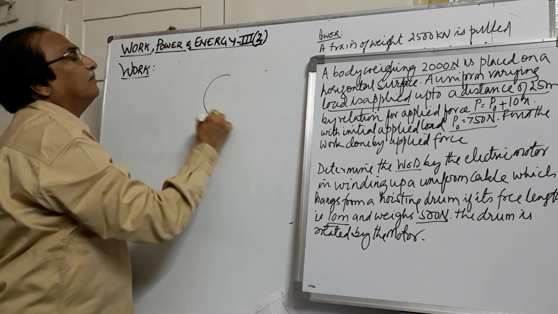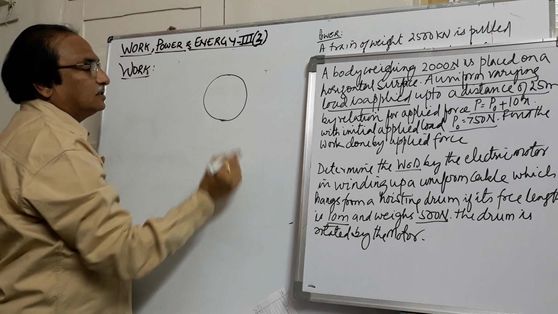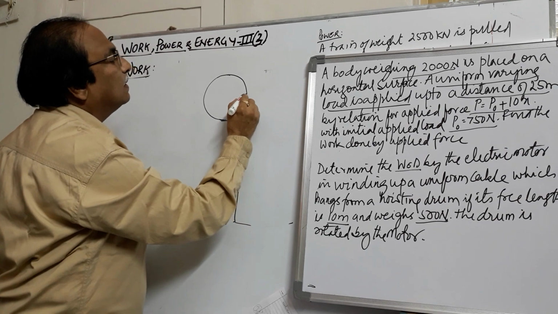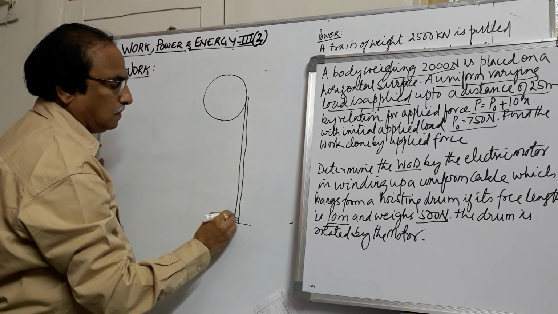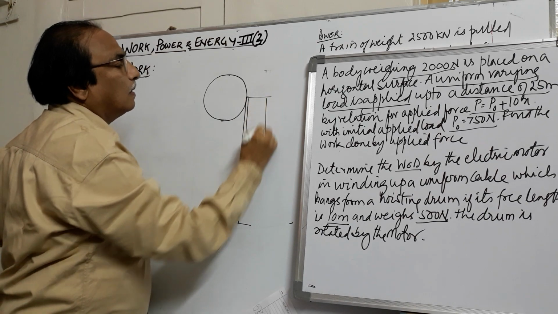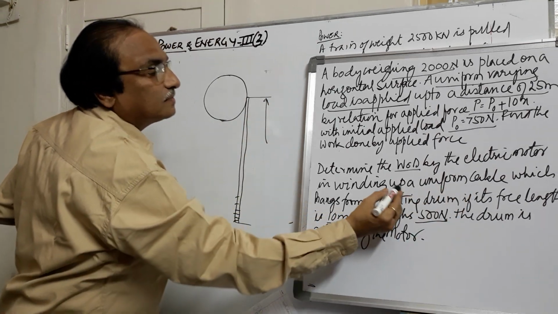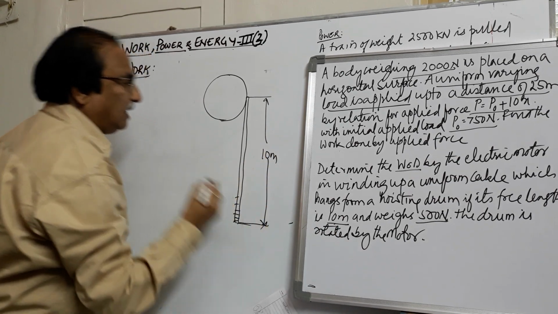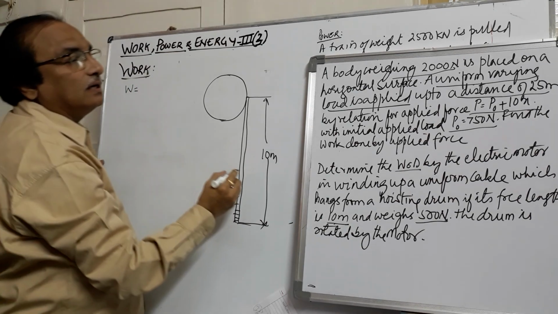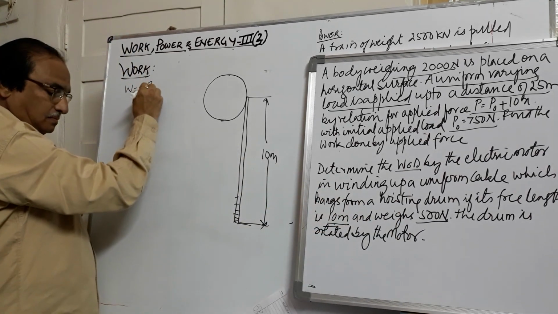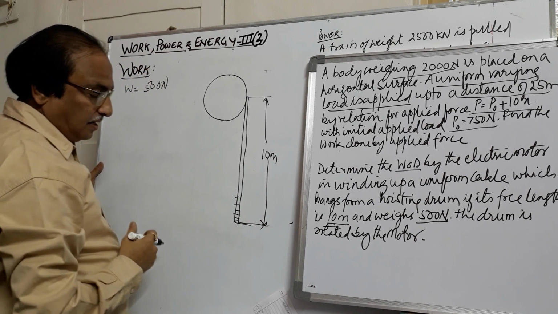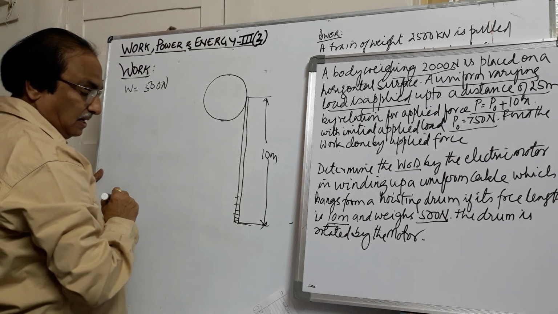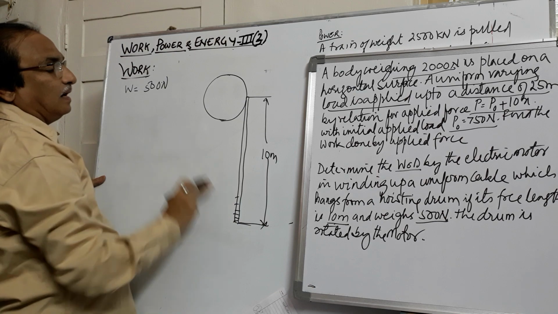Suppose this is a motor here. If this is the chain, the length of the chain he has given is 10 meters. And the weight of the rope is 500 Newton. Now here he has given the weight of the cable as 500 Newton and the length of the cable is 10 meters.